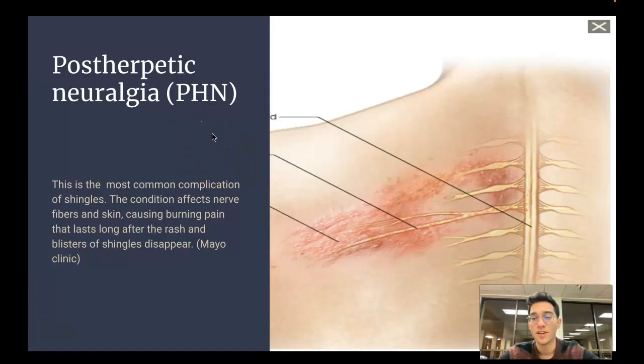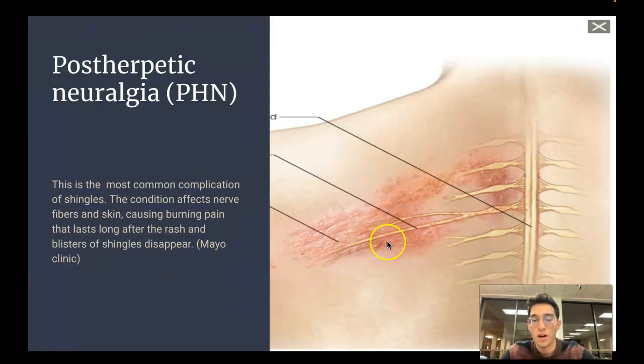A complication of shingles, which is very common, is postherpetic neuralgia, PHN. And this is the most common complication of shingles, like I said. The condition affects nerve fibers and skin, causing burning pain that lasts long after the rash and blisters of shingles disappear. How long, we could ask? It's actually up to 90 days after the rash has disappeared that PHN can still be active. That excruciating pain, which is very, very bad, affects that person.